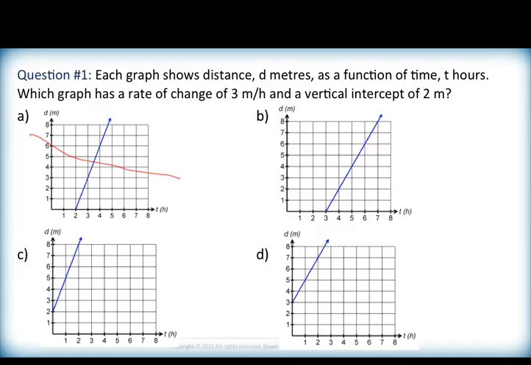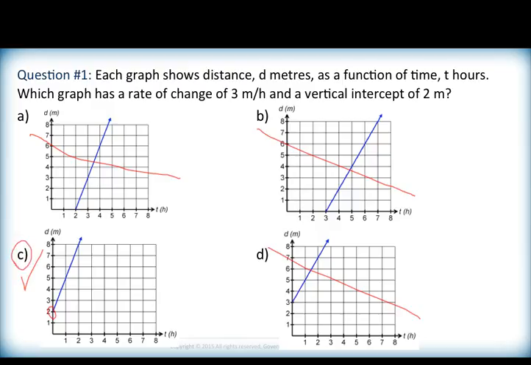B, we're looking for a point that hits the vertical. It does not, so that one there is gone. C, this graph actually has an increasing line that hits at a point of 2 meters, so therefore that would be an option. D, of course, will not be because it is touching the vertical axis, but it does not have a vertical intercept of 2. This one here is 3 meters, so again we can eliminate that option. So our answer is C.